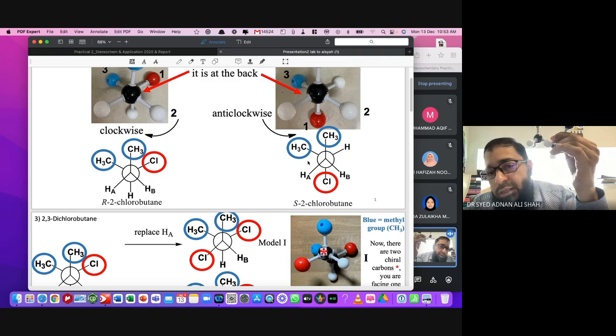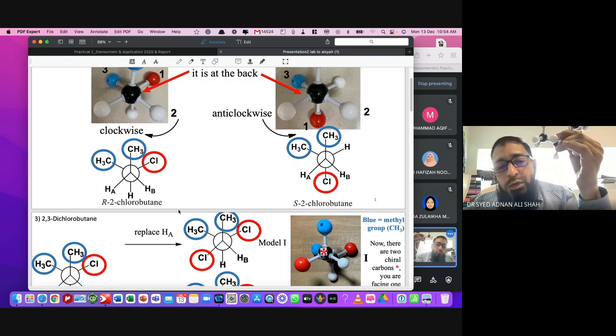You cannot move like this. How? Because CH2 is here. This one is chloride, and this one is CH2 CH3, and the methyl group. So you have like this. This is anti-clockwise or counter-clockwise, which will be the S. That's how you can show both isomers of 2-chlorobutane, which is R-2-chlorobutane and S-2-chlorobutane.